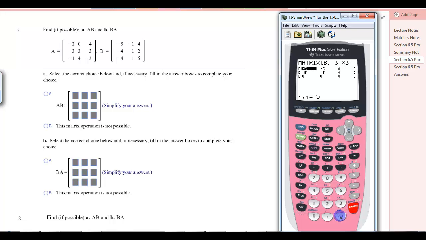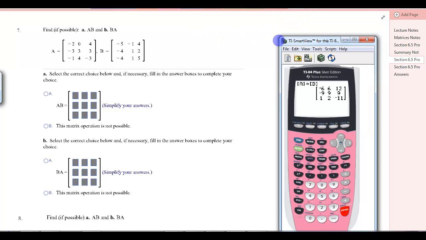Put those numbers in, -5, -1, 4, -4, 1, 2, -4, 1, 5. All right, then we'll second quit, and we want to go back in, grab A, times, go back in, grab B, and enter. And that will be our answer.